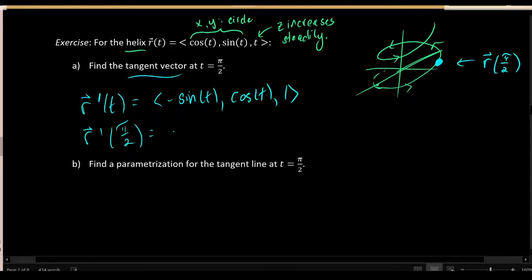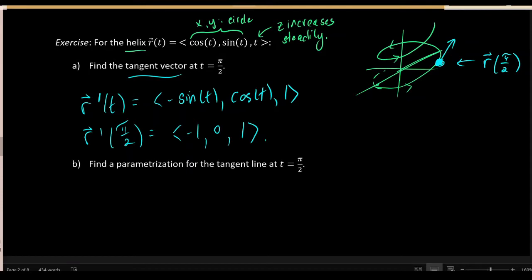And so at pi over 2, we get negative 1, so it's pointing toward the negative x direction. It's not pointing at all in the y direction, and it's pointing slightly upward in the z direction, which matches what we might expect based on the graph of the helix. This tangent vector at that time will be pointed straight back with a slight upward tilt to capture the fact that the object is moving upward.